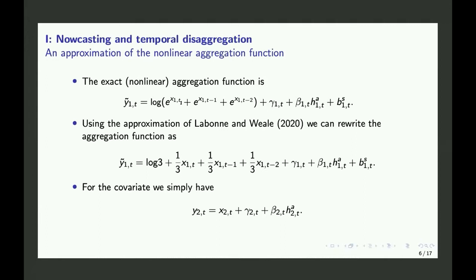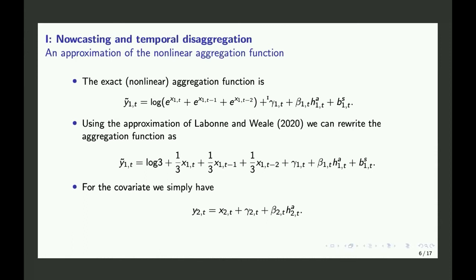But since we have a temporal aggregation problem, what we model, XT, is the monthly turnover. Since we observe quarterly turnover, we have to aggregate it into quarterly components. But if these components are modeled as logs, then the sum of the logs is not equal to the log of the sum. So it takes a nonlinear form.